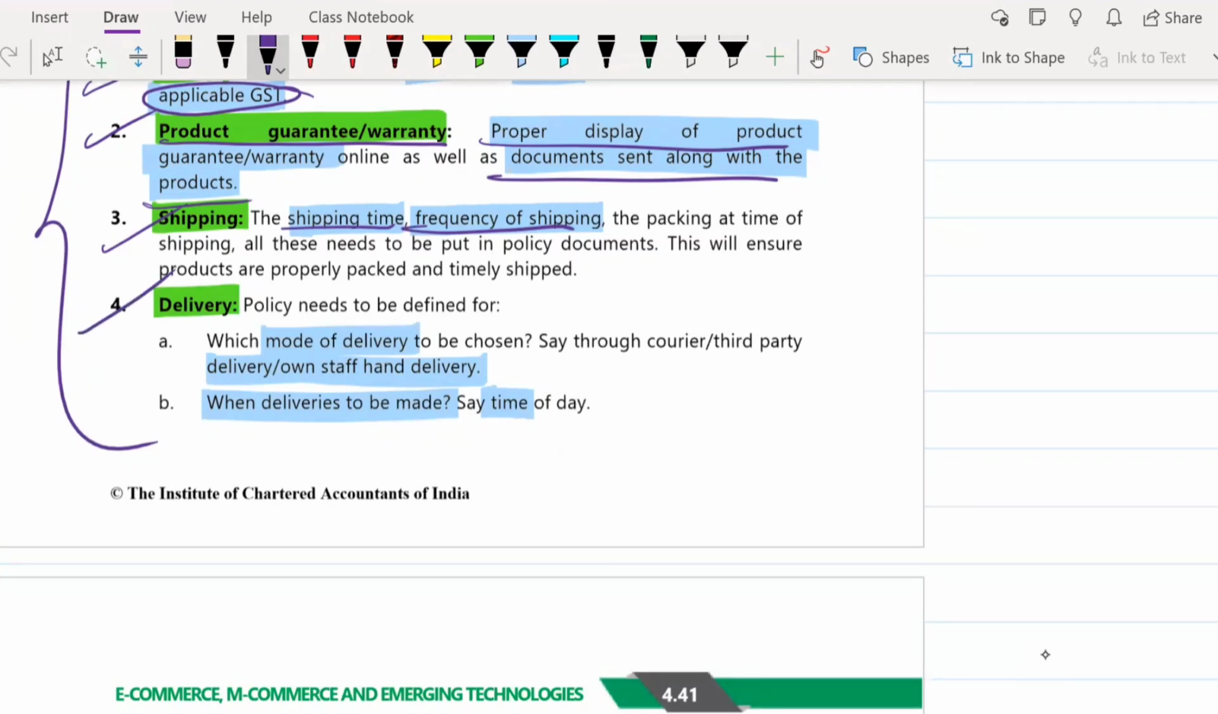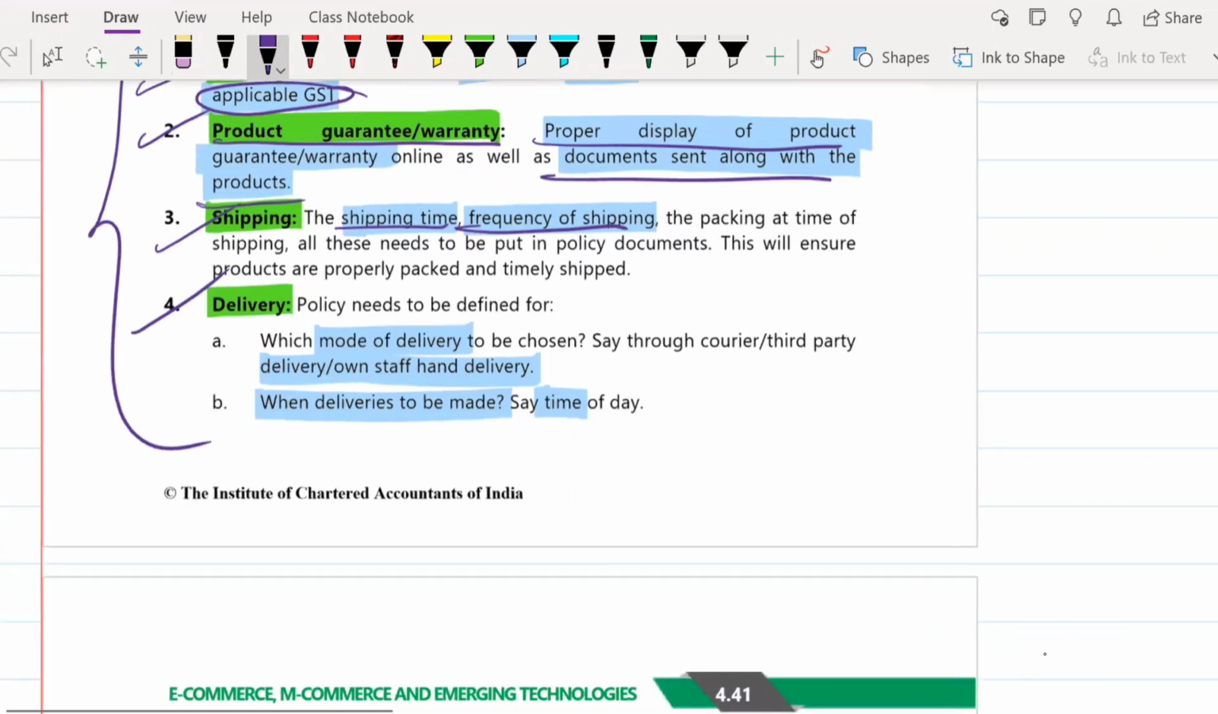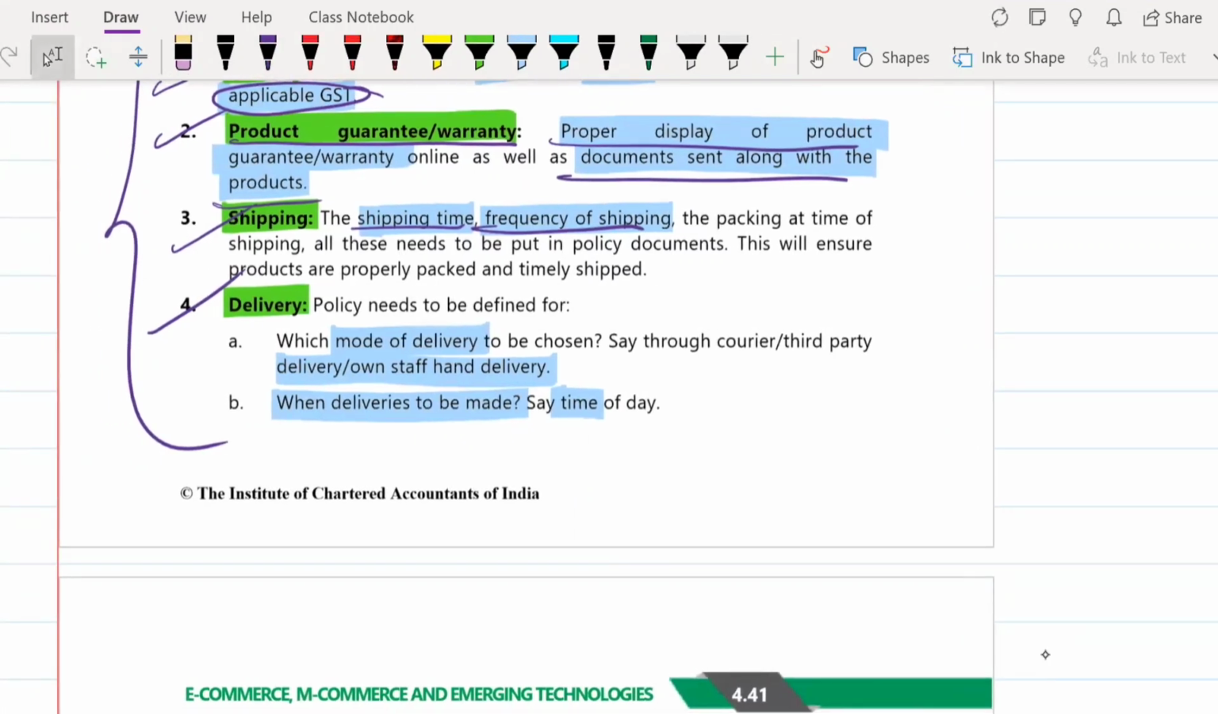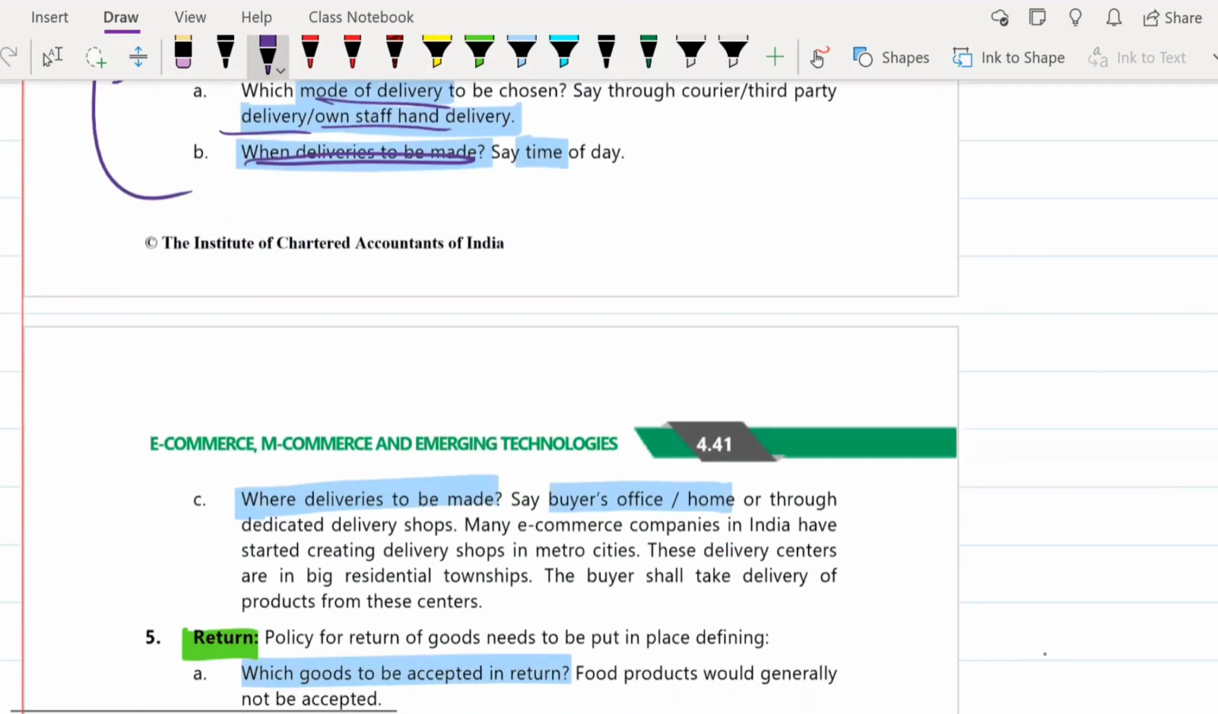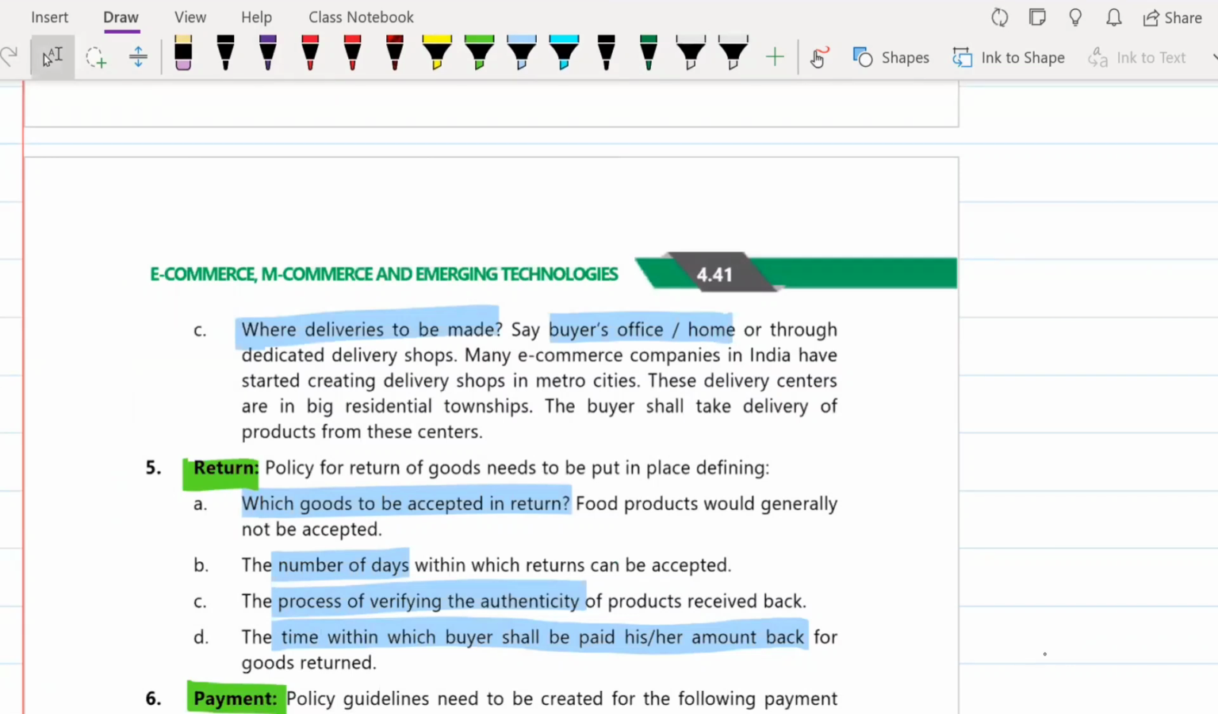Next is your delivery aspect. So the company needs to have a policy on which mode of delivery they are going to allow to the customers, whether they are going to deliver using external people or their own staff itself. Now see, Domino's does delivery using its own staff, whereas Amazon has its delivery given to an outside person, correct? So they have to decide which mode of delivery they are going to give.